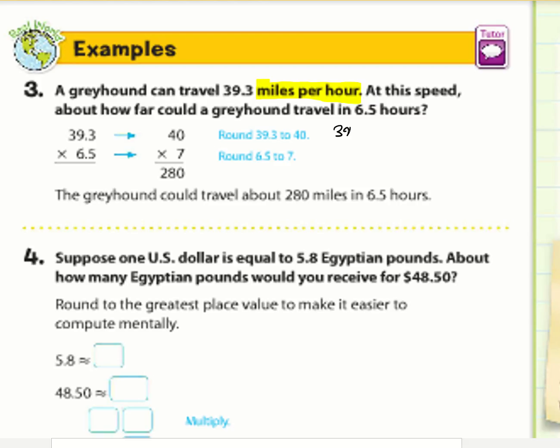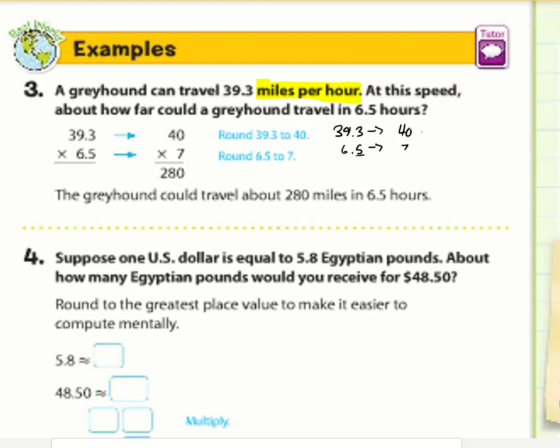So we have 39 and 3/10. And is that closer to 30 or is that closer to 40? We're going to say that's going to be closer to 40. Now 6.5, is that closer to 6 or is that closer to 7? Since it's 5 and above, we're going to say it's closer to 7. So in 1 hour, we can travel about 40 miles.